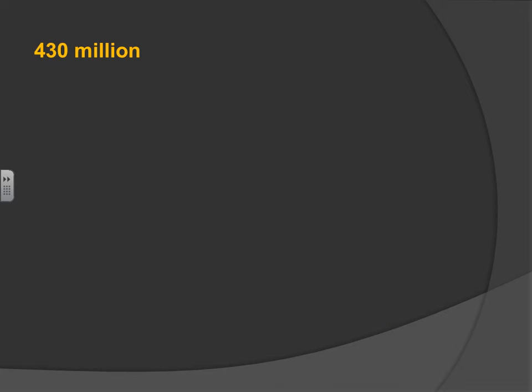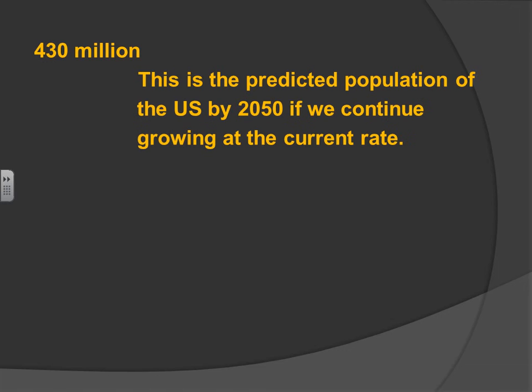430 million people is the predicted population of the United States by 2050 if we continue growing at the current rate. So even if you're growing at a smaller rate, a smaller percentage than another country, if you start with a lot of people, then you'll still have a lot more than they do at the end, even though you were growing by a smaller amount.